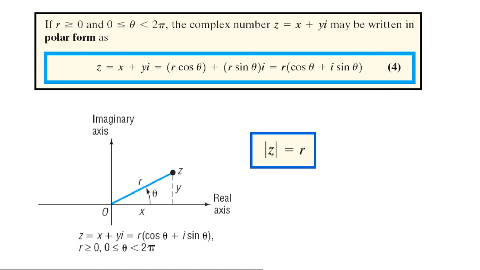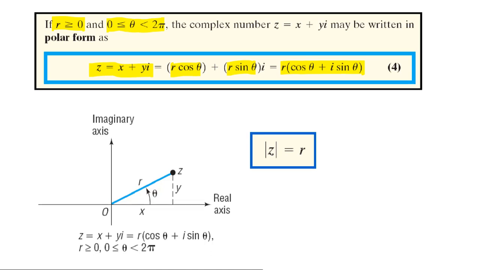So we already know that z equals x plus yi is a complex number in rectangular form. If we substitute in r cosine theta for x and r sine theta for y, we get polar form, which is r times the cosine of theta plus i sine of theta. Keep in mind that in the polar form of a complex number, r has got to be positive and theta has to be between 0 and 2 pi.